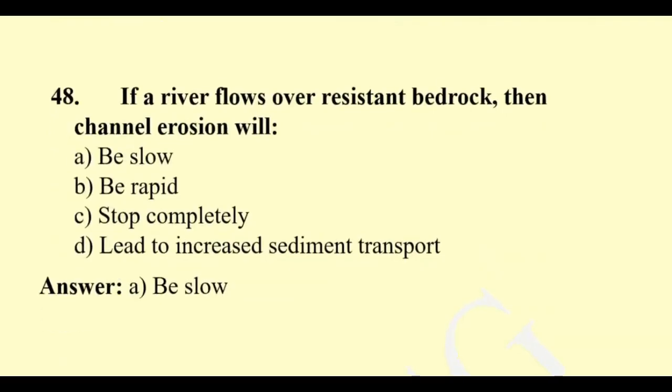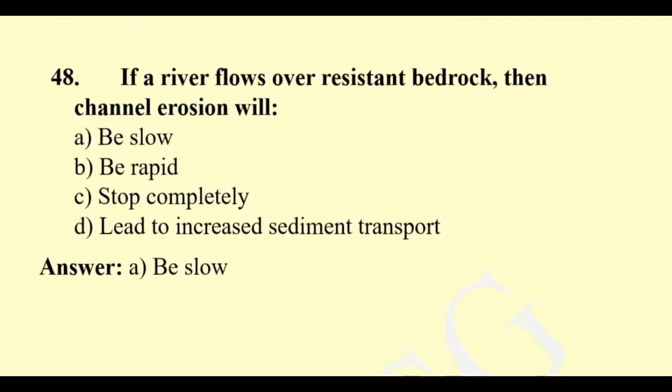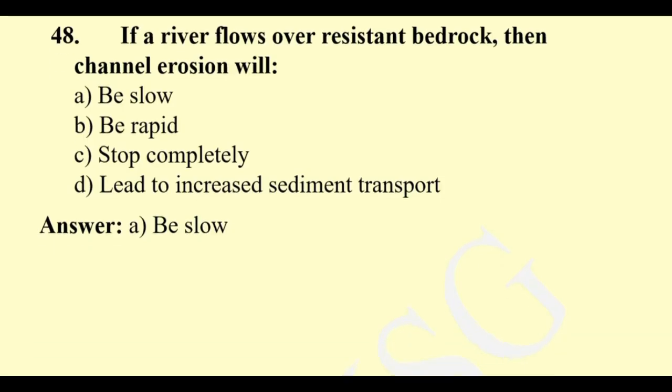Question 48. If a river flows over resistant bedrock, then channel erosion will be slow, be rapid, stop completely, lead to increased sediment transport. Here the right answer will be slow, because of the resistance of bedrock.